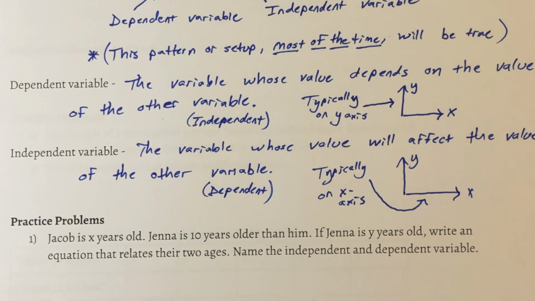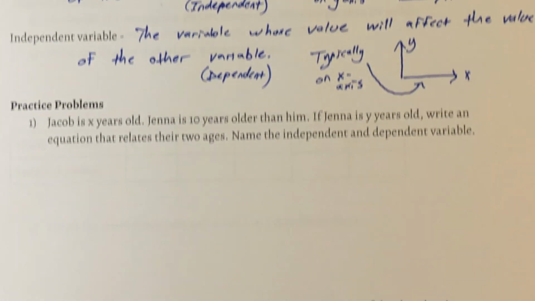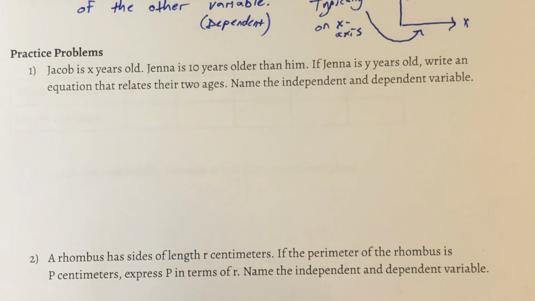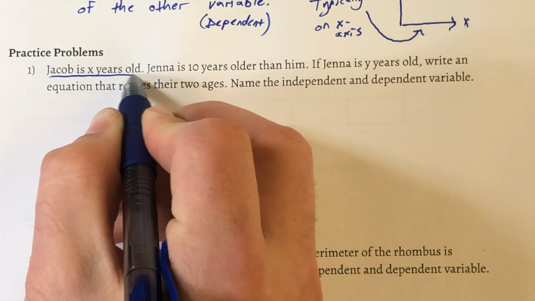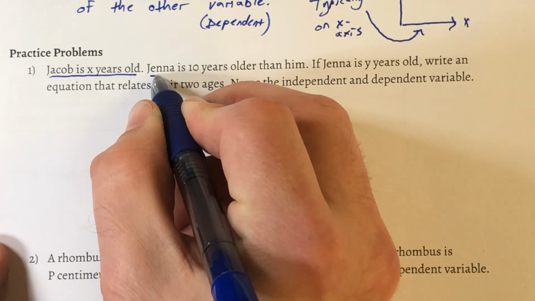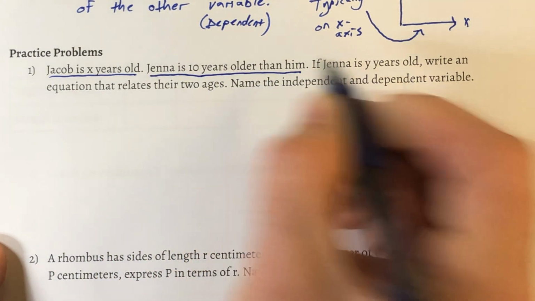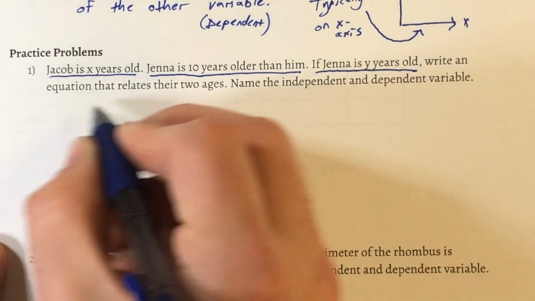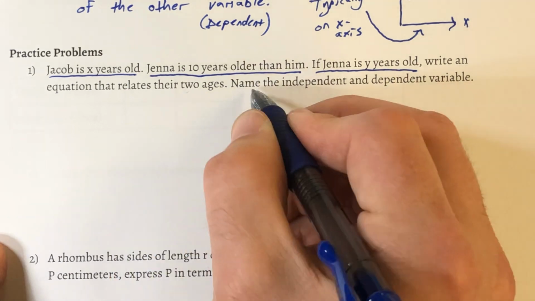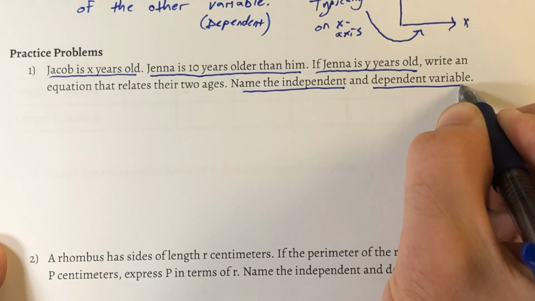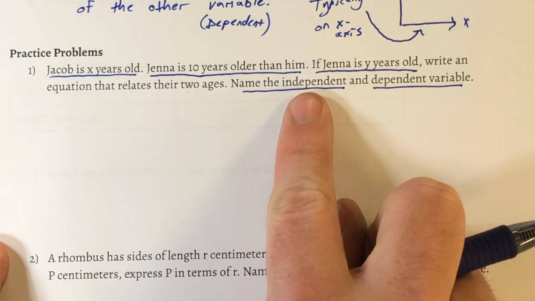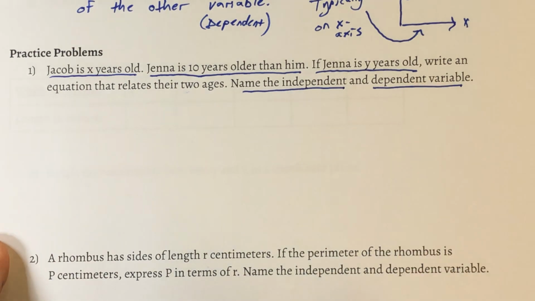All right, first example. So we're going to be writing linear equations, identifying independent and dependent variables, and then we're going to get into graphing. All right, so our first example. Jacob is X years old. Jenna is 10 years older than him. If Jenna is Y years old, write an equation that relates their two ages. Name the independent and dependent variable. So we have three tasks. First, we need to write the equation. And second, we need to name the independent variable and the dependent variable.